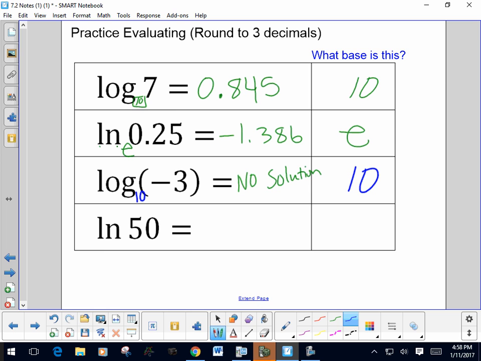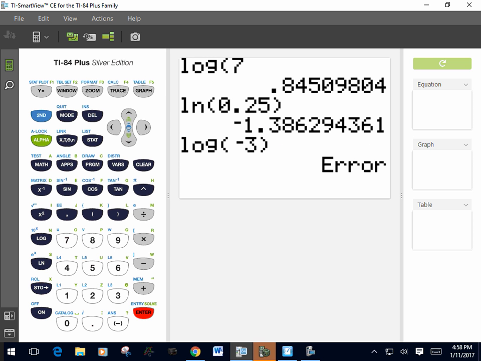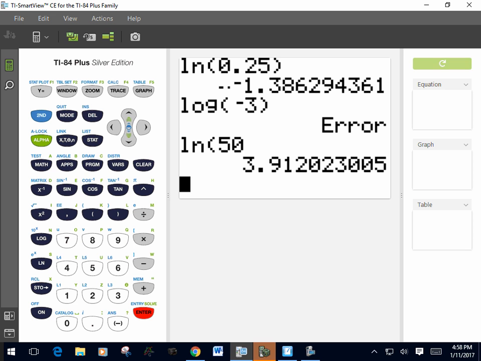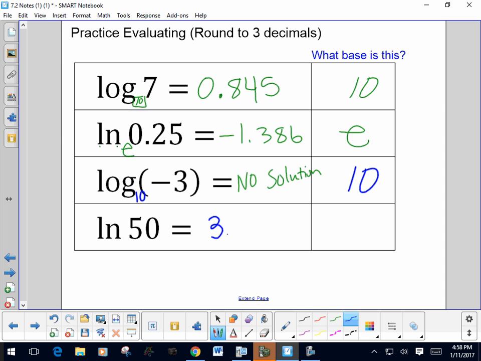And the last one is the natural log of 50. If we type that in, our calculator tells us that is 3.912. And remember that it's a natural log, it is base e.